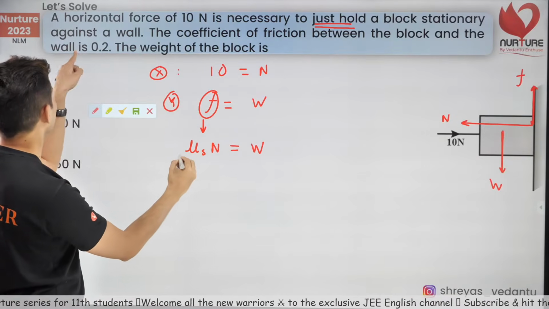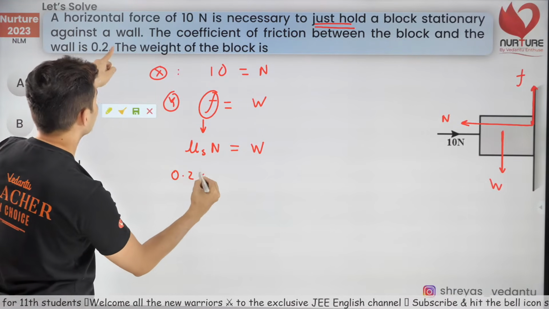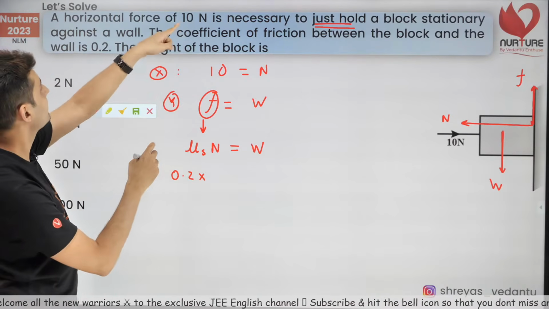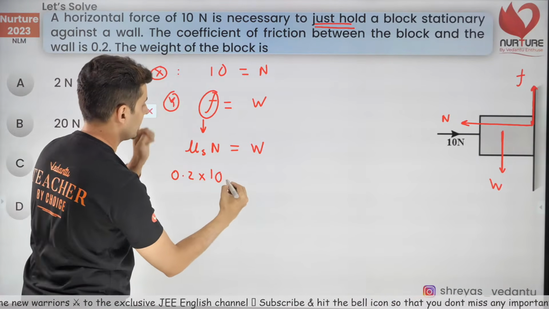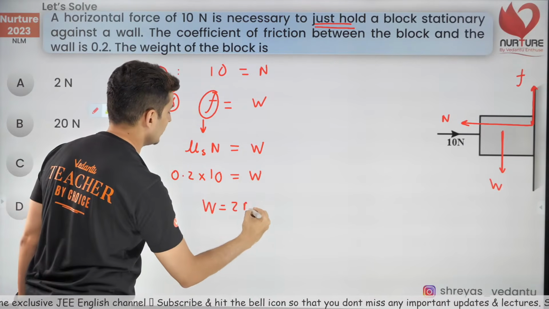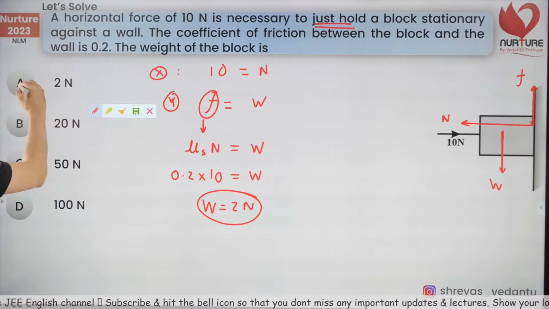But what is mu s? Mu s is 0.2. What is the normal? The normal is 10. Yes, I just figured it out. This will be equal to the weight. Therefore, the weight is 2 Newton. That's the answer. Option A.